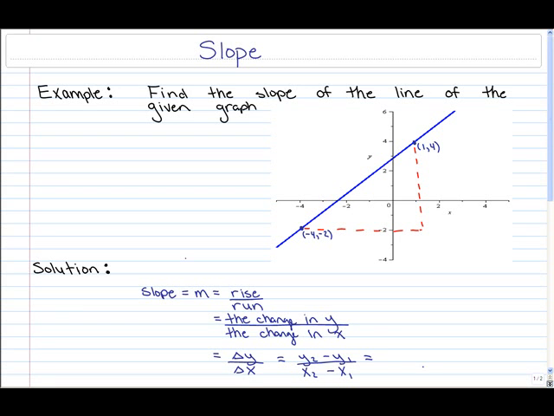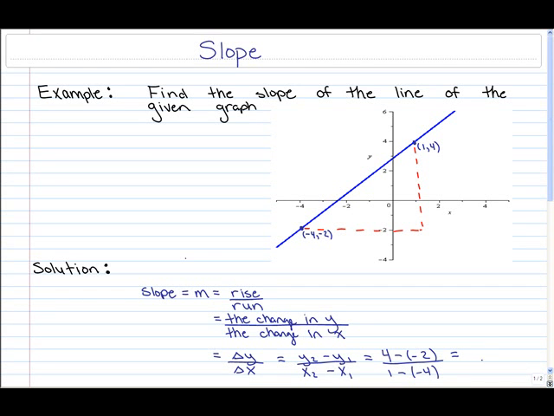So here, y2 would be the value 4 from this point here, and y1 would be the value -2 from this point here. So we would have 4 minus -2, and for the x, x2 would just be the value 1 from this point here, minus x1 would just be the value of -4 from this point down here, so minus -4.